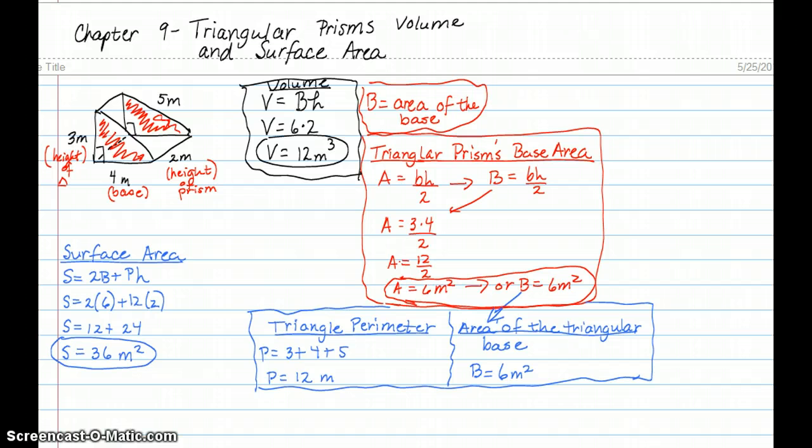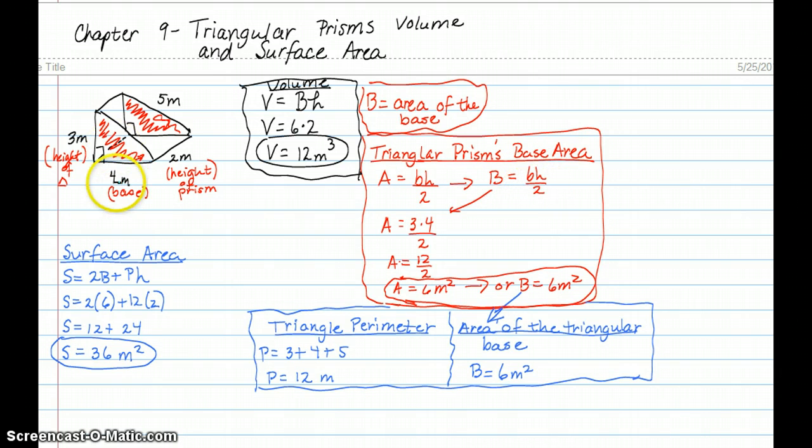That is simply base times height divided by 2. And that's going to be our big B. So big B is the area of the base. In this case, it's a triangle. I highlighted it with red. And so your triangular prism's base area is A equals base times height divided by 2, or you could rewrite it as B equals base times height divided by 2.